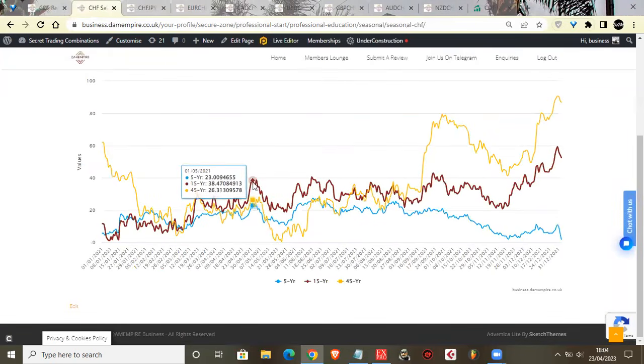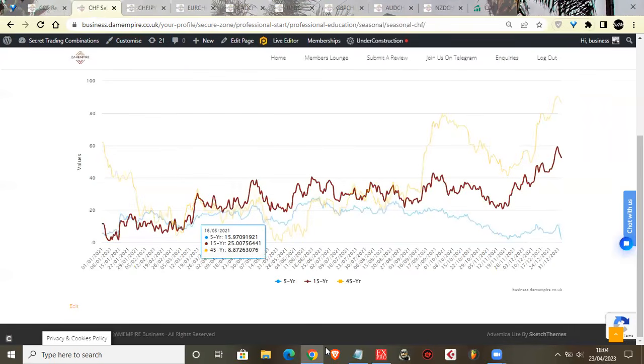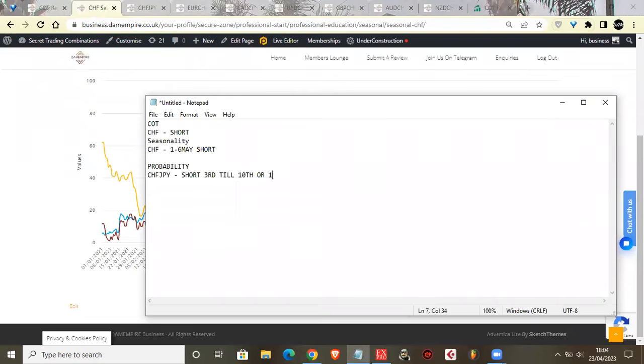I mean, you have to come into the market and observe properly, but it might look like a 5-year trend, or it might look like any other, maybe 15 or 45 year trend. But we can see from here, we can trade that up until maybe the 10th, or if we're lucky, up until the 15th. So till the 10th or 15th.